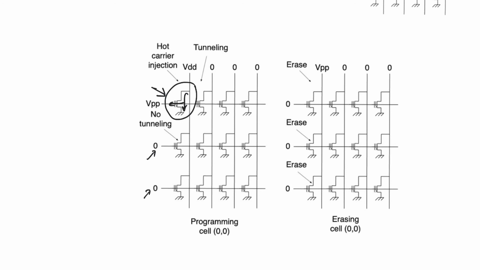But what happens to all the other cells in the row? Now, all the other cells in the row don't have a current within their channels, right? Because they have 0 applied to the bit lines, and so there's no VDS, there's no current. Since there's no current, then there's no hot carrier effect. However, there's a VPP applied to the gate of these transistors. And this very large VPP is going to cause tunneling in these transistors.